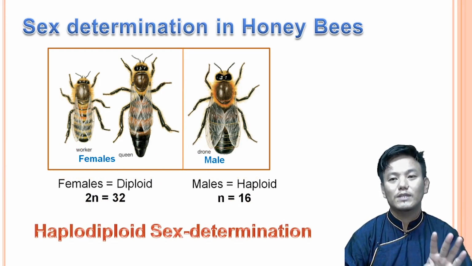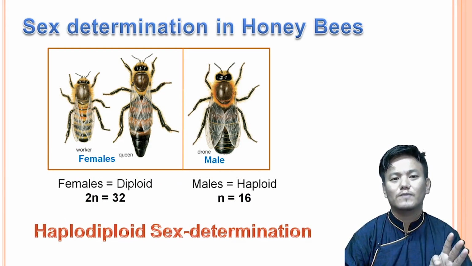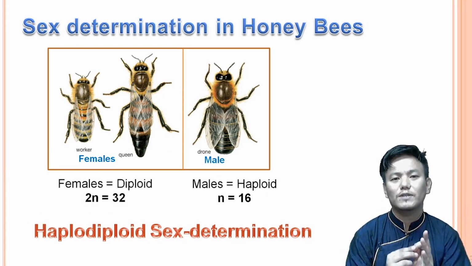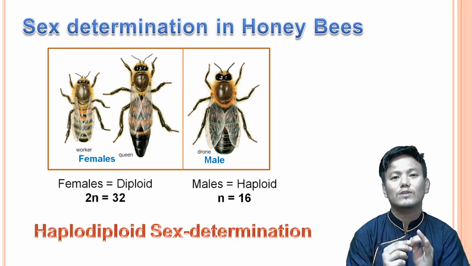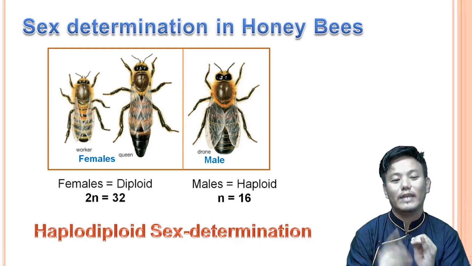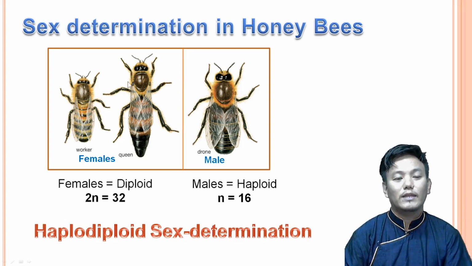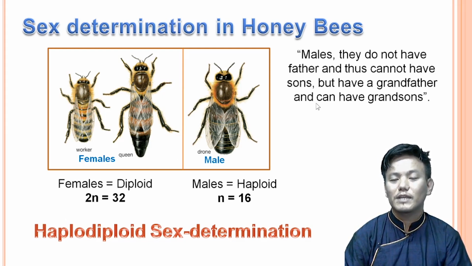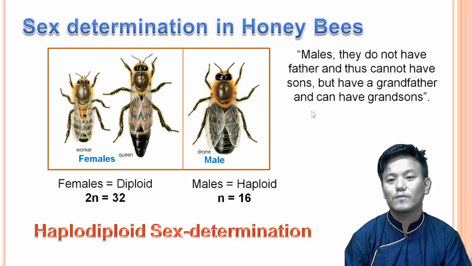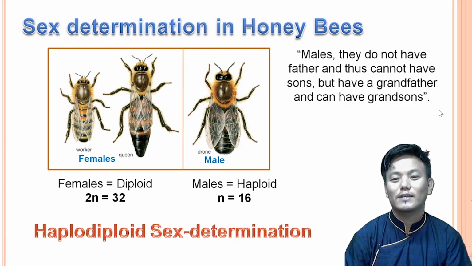So now we have studied 4 different types of sex determination mechanism: XO type, XY type, ZW type, and the haplodiploid sex determination mechanism. And in the end, I want to share this particular statement which is given in your textbook. This is very interesting. I want you to read this one and try to understand the beauty of the words given over here, and the beauty of biology as well.